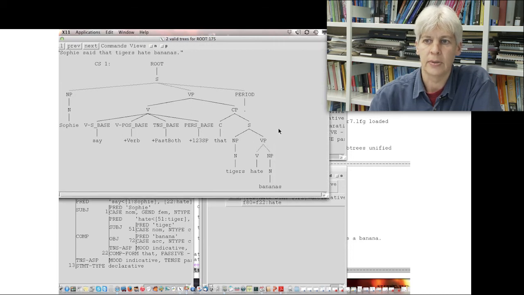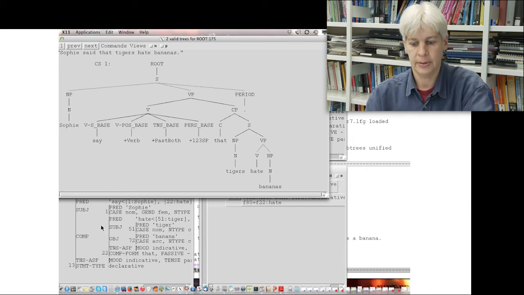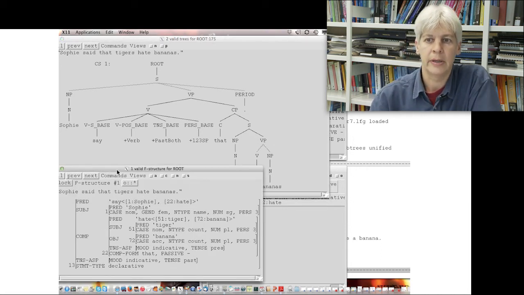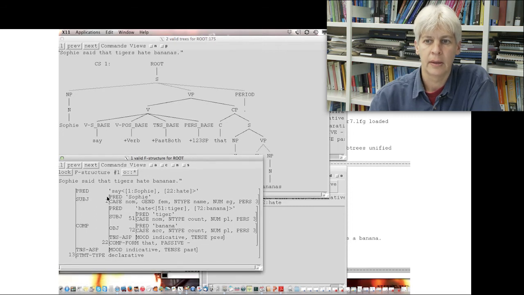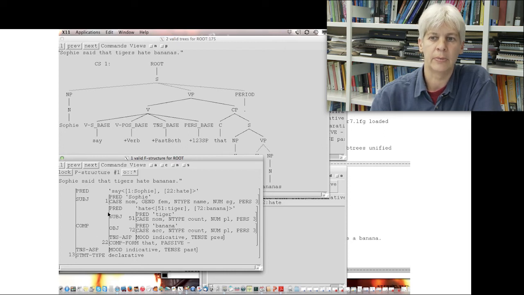And it expands into a CP. This contains the that clause. That tigers hate bananas contains a VP. That looks good as well. Let's check the F structure. Does it look like what we had on the slides, or sort of? There's a main predicate say. Sophie is the subject. That looks good. It has a comp argument whose main predicate's hate. Tigers hate bananas. Tigers subject, bananas object. That is also looking good.